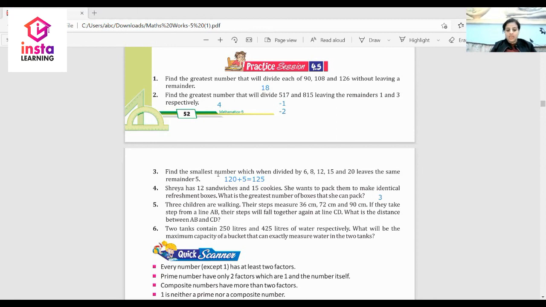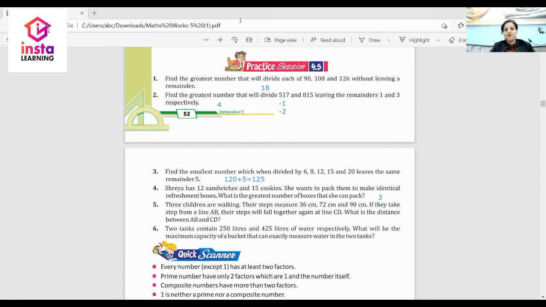Okay. After that, point 6 is: two tanks contain 250 milliliters and 425 liters of water respectively. What will be the maximum capacity that can exactly measure the water in the two tanks? So you have to take out the maximum number, which means HCF.